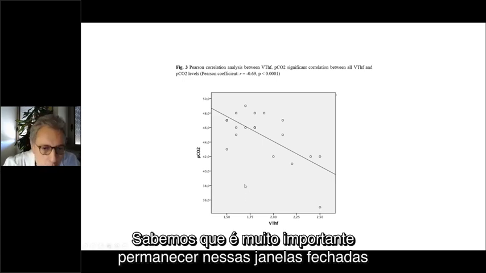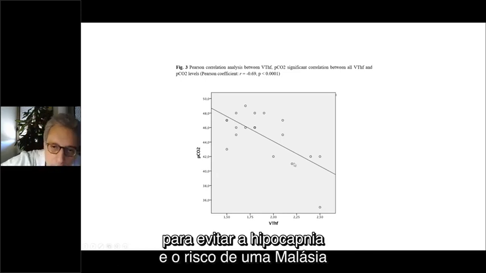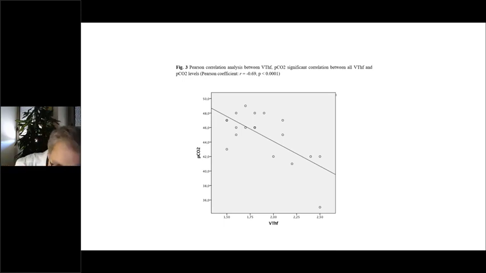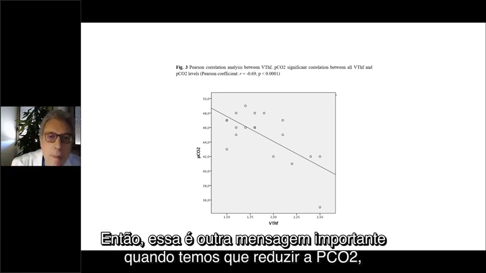Okay, we know that it's very, very important to stay in these narrow windows to avoid the hypocapnia and the risk of periventricular leukomalacia and so on. So this is another important message.